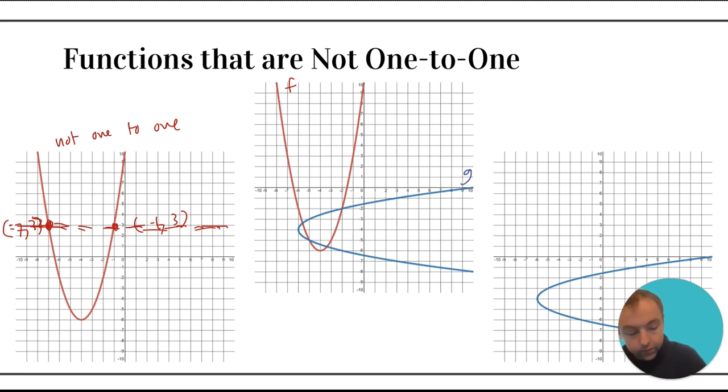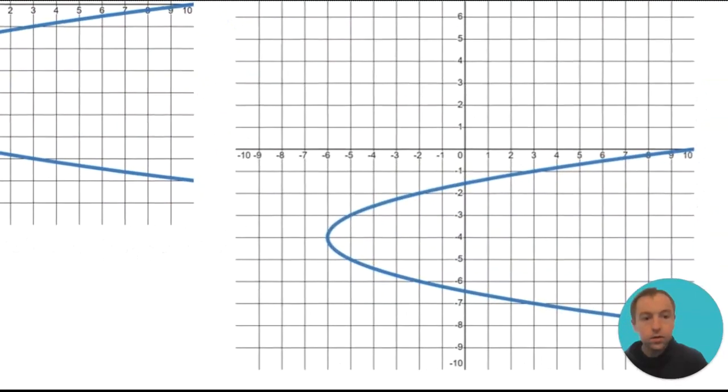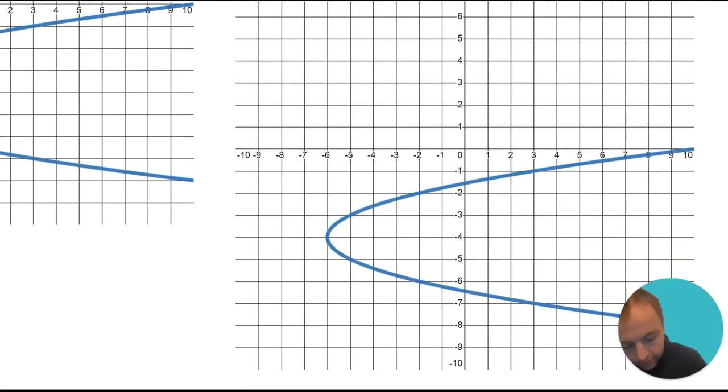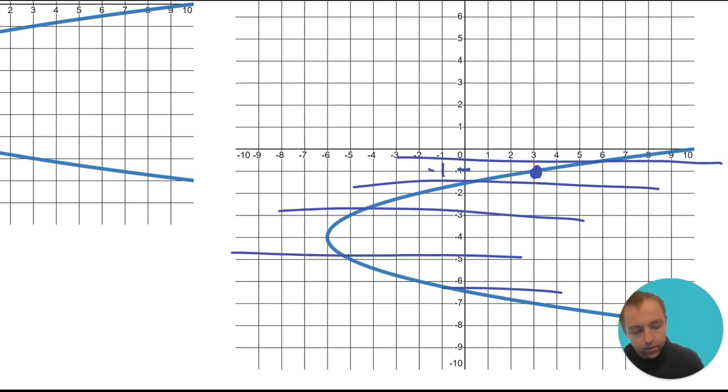But this other graph of g right here is a one-to-one relation, because for each y value you have, like right here when you have a y of negative 1, there are no other x's that ever have a y value of negative 1. That's because any horizontal line is only ever going to cross the graph once, never more than once.